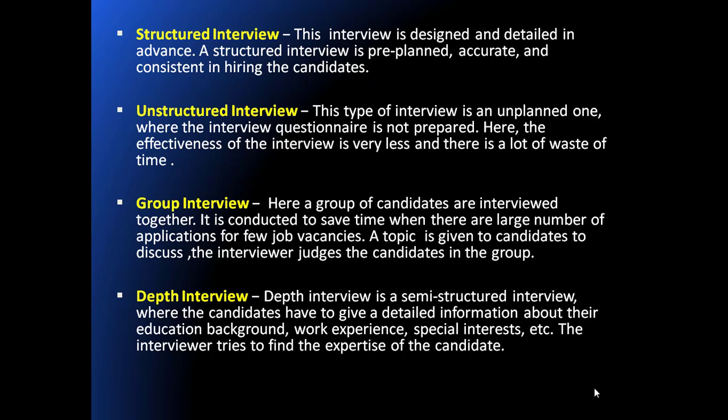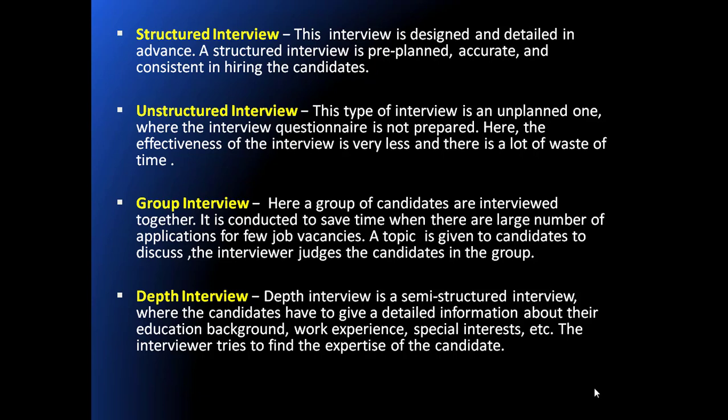In a group interview, a group of candidates are interviewed together. It is conducted to save time when there are a large number of applications for a few jobs. A topic is given to the candidates to discuss, and the interviewer judges the candidates in the group based on the skills they show, right? So the group behavior is basically seen, like we discussed in the group discussion.